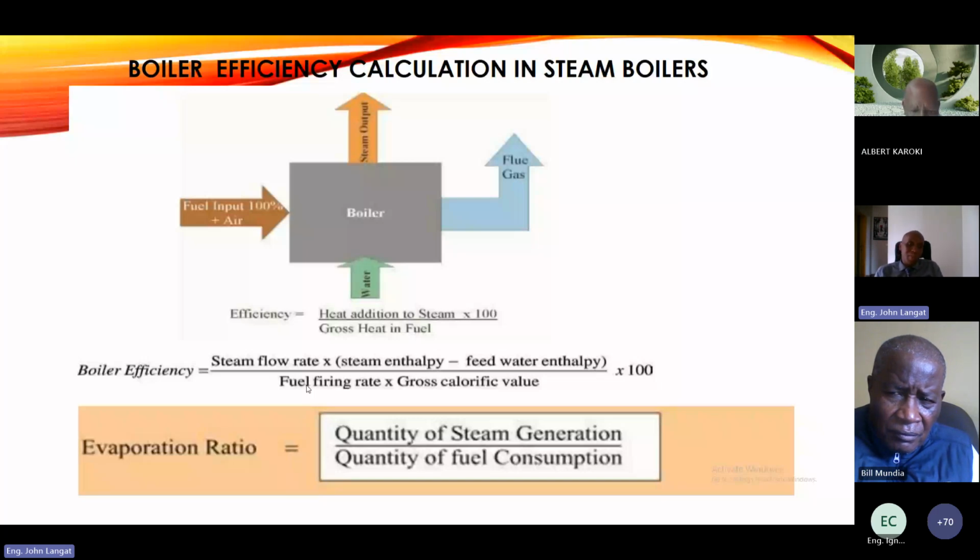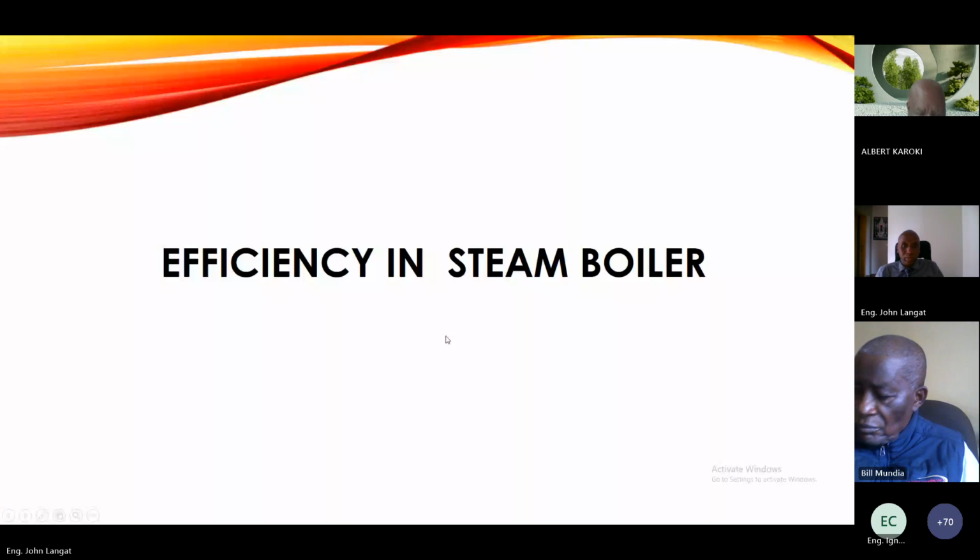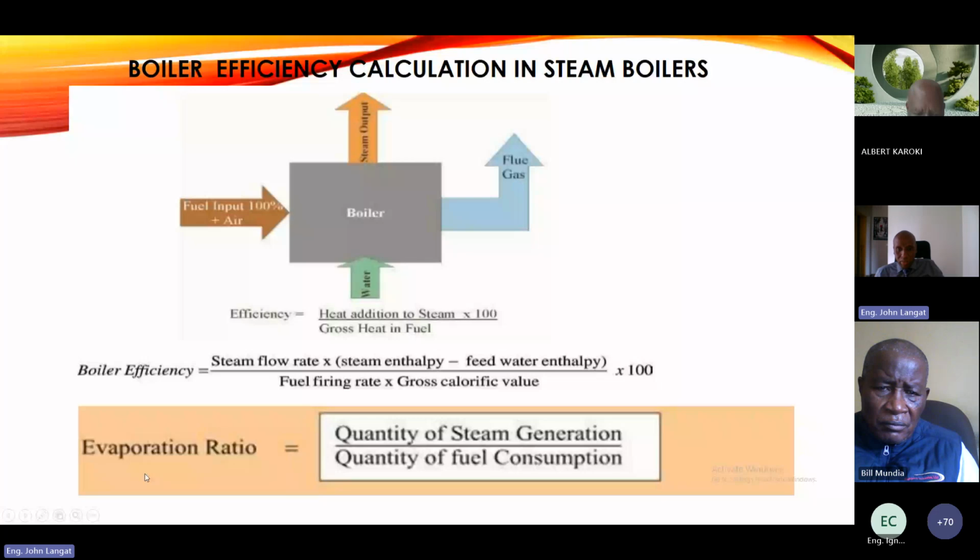Then we have the evaporation ratio. This applies to the boiler as well as the radiators. The boiler quantity of steam generation, then quantity of fuel consumption. This is pretty much direct. You can do it over an hour, it will give you a rate, or you can do it repeatedly until you are in a position to renew.